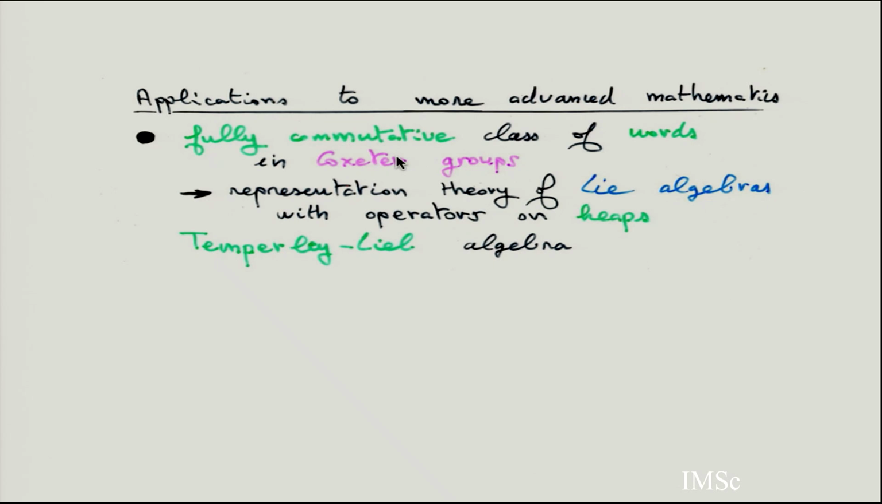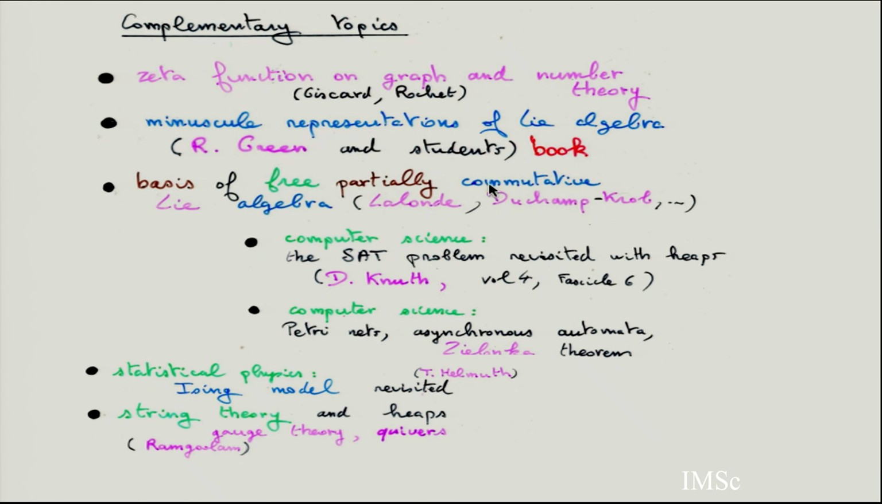There is some other study in Coxeter groups. There are some recent papers, and in all of them you can explain everything with heaps of dimers. Also, there is the representation theory of Lie algebras with operators on heaps, the Temperley-Lie algebra. This I will not cover, it's a whole course. There is a book by Richard Green and his students. There are many, three or four, theses around Richard Green. This is the representation of Kac-Moody algebras.